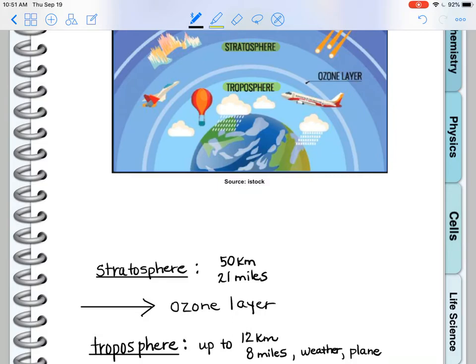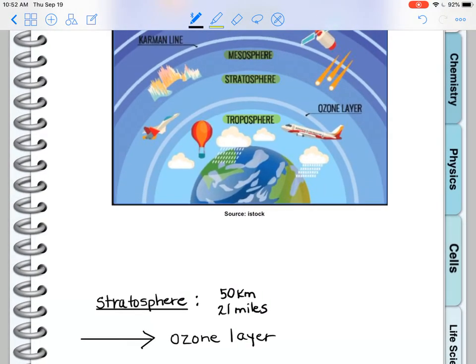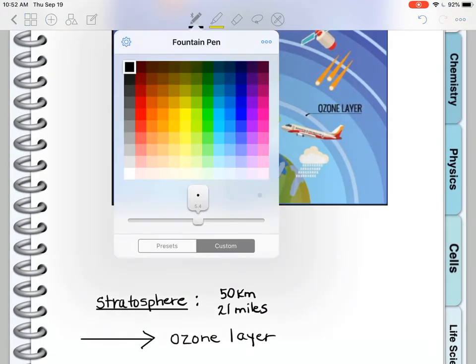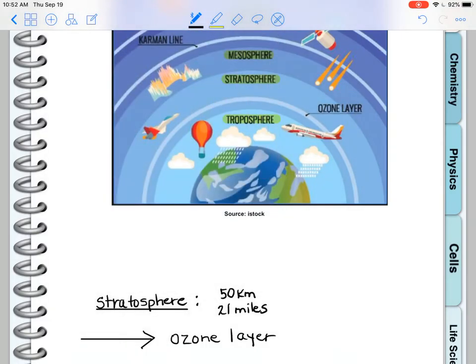So this diagram helps me to visualize where the layers are. So the troposphere is closest to the Earth. The stratosphere is on top of the troposphere. Then we have mesosphere. And remember, meso means middle. So this is the middle ball of the atmosphere. It is that middle layer, the mesosphere.